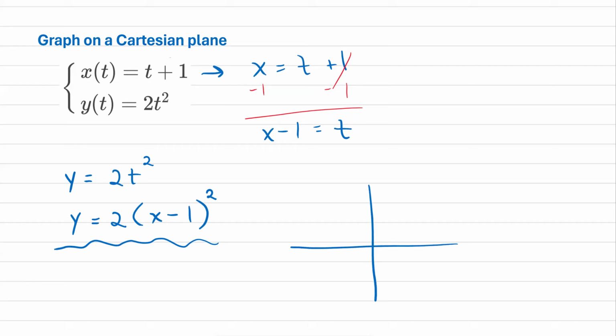So we see that there's some transformations going on from the parent function of y equals x squared. There's a shift to the right of 1 from the original x squared, and then it's also stretched from that coefficient of 2. So approximately a little bit over 1, maybe a bit more narrow of a parabola like that. Okay, so that's the first conversion to graph on a Cartesian plane.